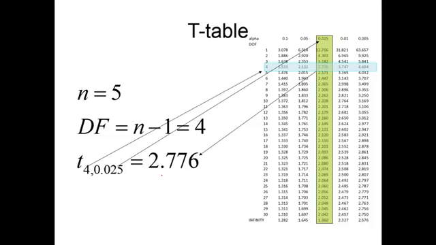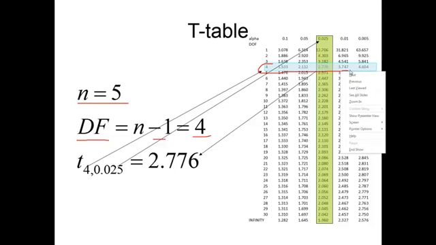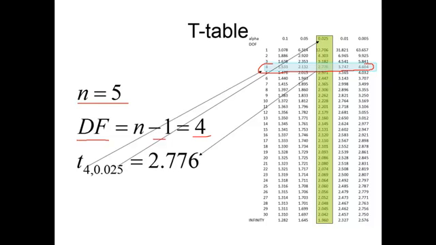How do you find that t-value? Okay, well, start off with your sample size. You get your degrees of freedom by subtracting 1, which gives you 4. The 4 is the row that you look it up on. The 0.025 is the column you look it up in, and where the row meets the column is the number, the t-value.